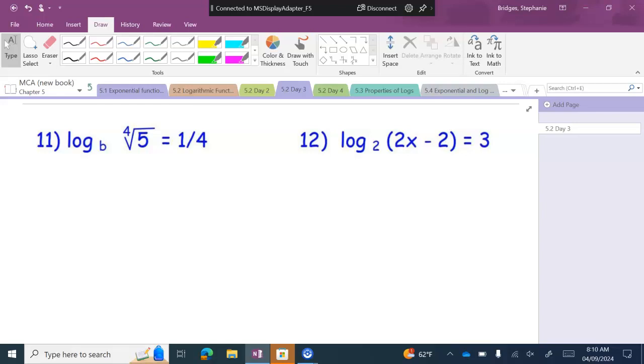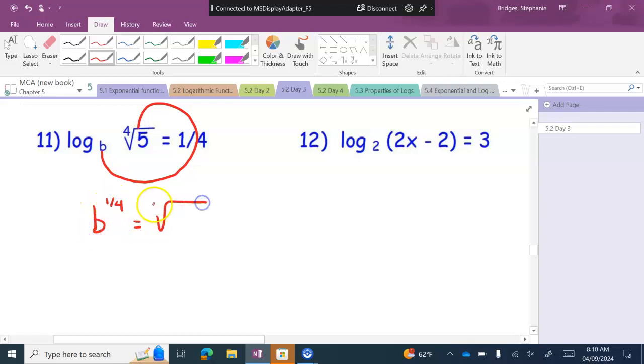What's this thing look like exponentially? B to the 1/4 equals 5. So far, so good? All right, reciprocal power. What is the reciprocal of 1/4? 4 over 1, or just 4.